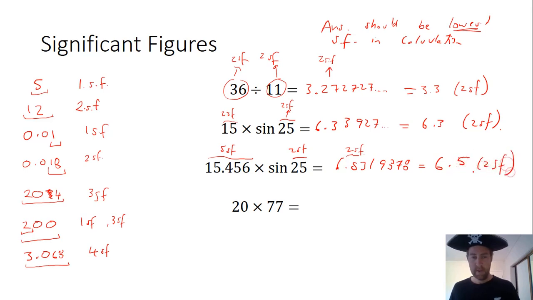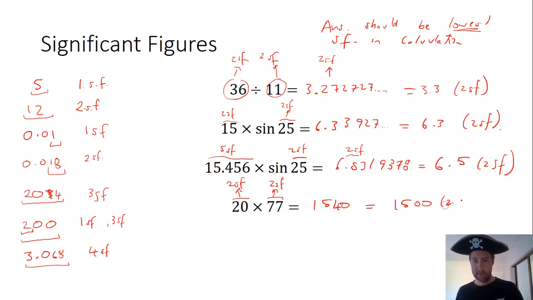Okay, here's this example of 20. Is it one significant figure? Is it two? The other one's two. So I'm going to make the assumption that this one's also two. That's what I'm going to do. And that's kind of my working out. So two significant figures, two significant figures. 20 times 77 equals 1,540. My answer has to be two significant figures. Becomes 1,500 to 2SF.